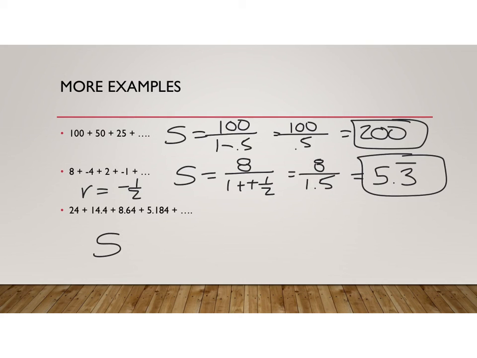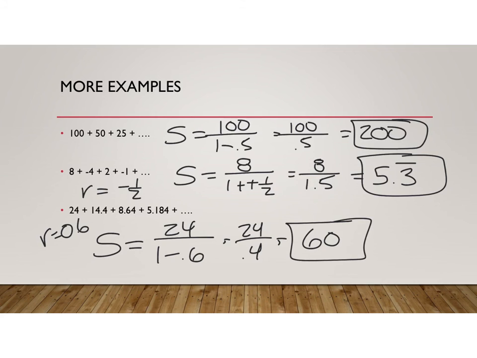This next one looks kind of difficult, but remember to find the ratio of any geometric series, just divide two consecutive terms. So I'm going to take 14.4, divide by 24, that gives me 0.6. I'm going to take 8.64 and divide by 14.4, and that's 0.6. So my ratio here is 0.6, and it is geometric. First term is 24, 1 minus 0.6 on the bottom. 24 divided by 0.4. This would be a sum of 60. Find the sum of that infinite series.